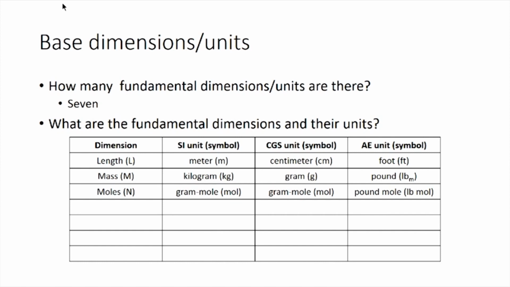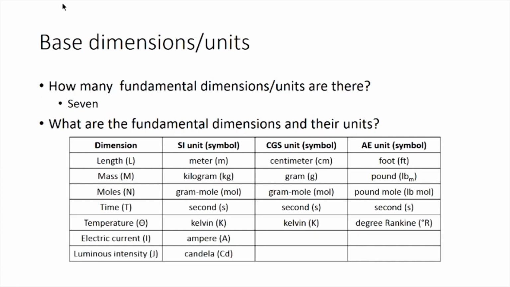Moles, which is the amount of substance, is measured as gram moles in SI units and CGS units, and it is measured as pound moles in American engineering units. Time is measured as second in all the 3 unit systems. Temperature is measured as Kelvin in SI and CGS units and as degree Rankine in American engineering units. These are the 5 fundamental dimensions and systems which we keep using throughout this material and energy balance course. In addition to these 5 fundamental dimensions, you also have electric current and luminous intensity, which are measured as ampere and candela in the SI units. We will not be using these 2 dimensions for this course.